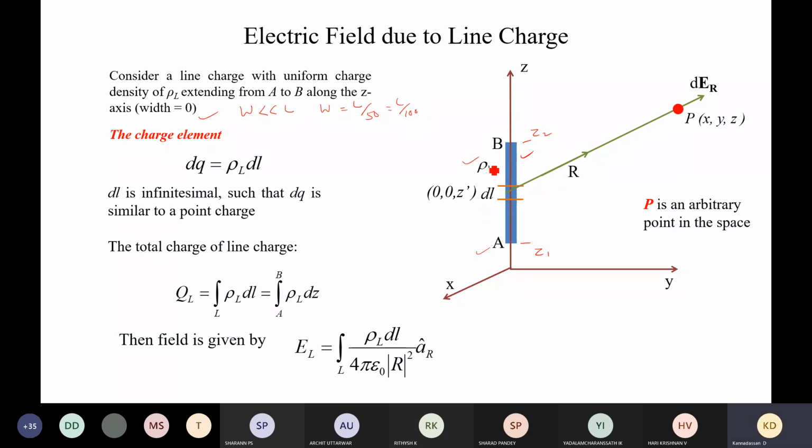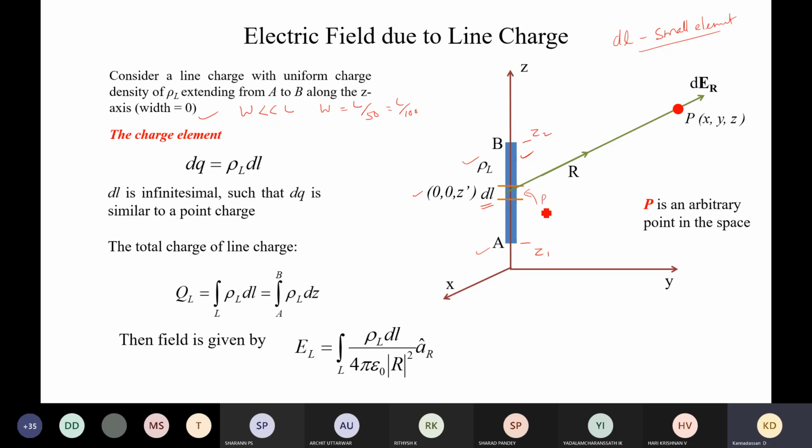Now what we are going to do is take an arbitrary point in this total length of the line. Let's say 0, 0, z dash. At that particular point, we are going to define an extremely small length of line, often referred to as a small element. So this dl, you can call it a small element. This small element has only a length of dl, which is very small, and this dl is going to carry a certain amount of charge.